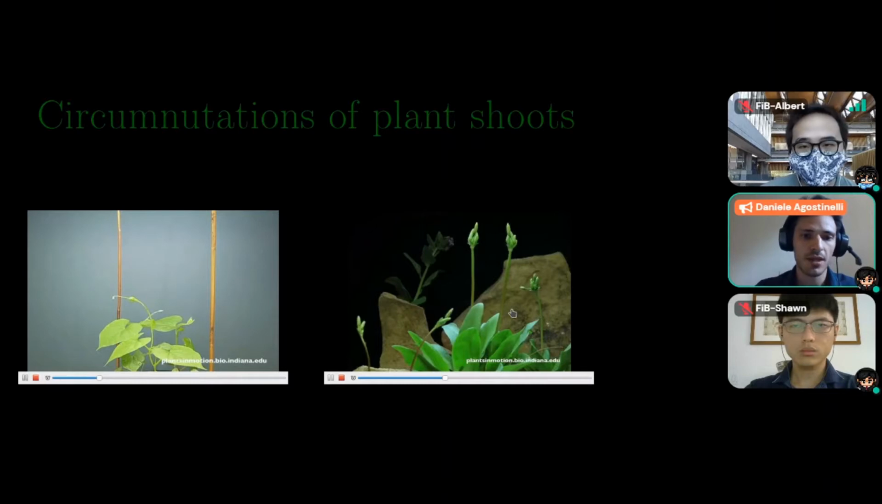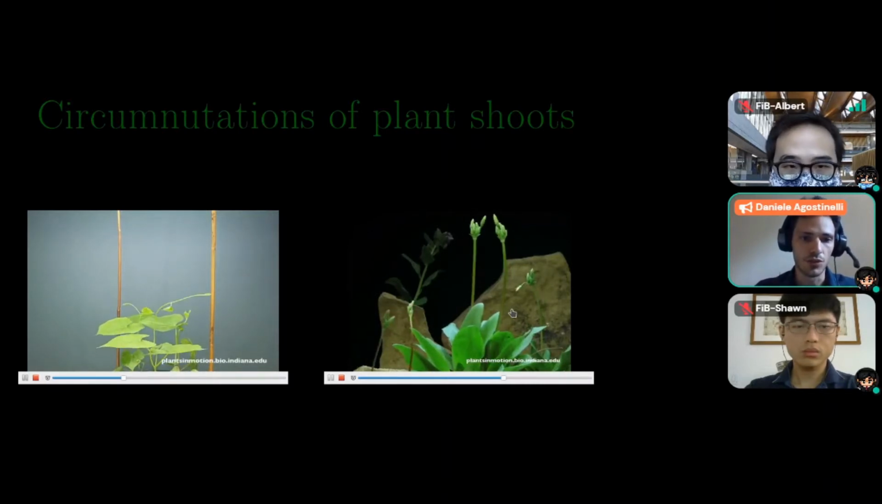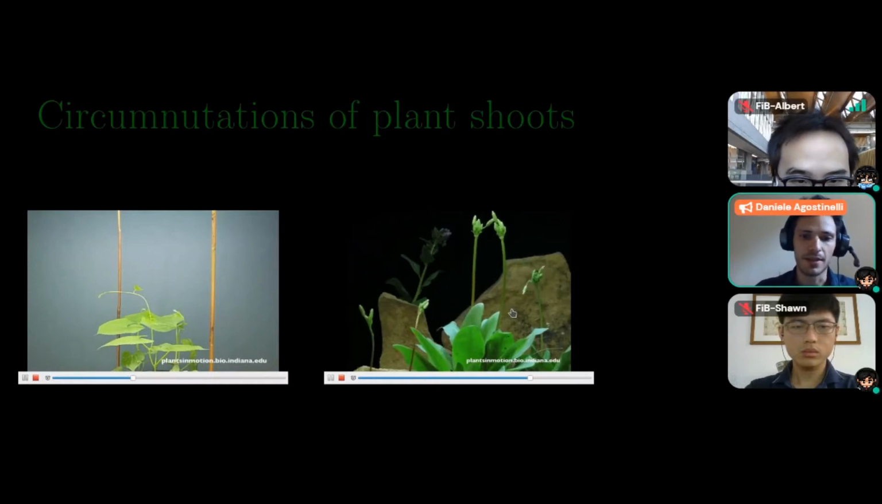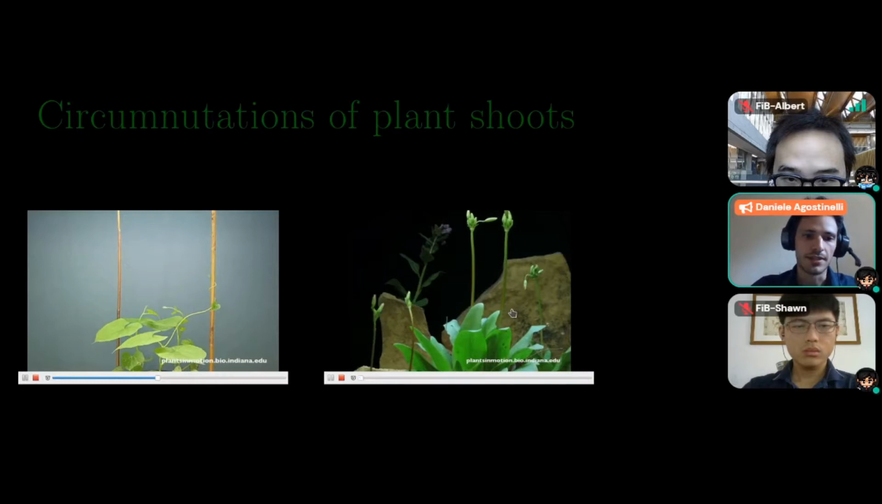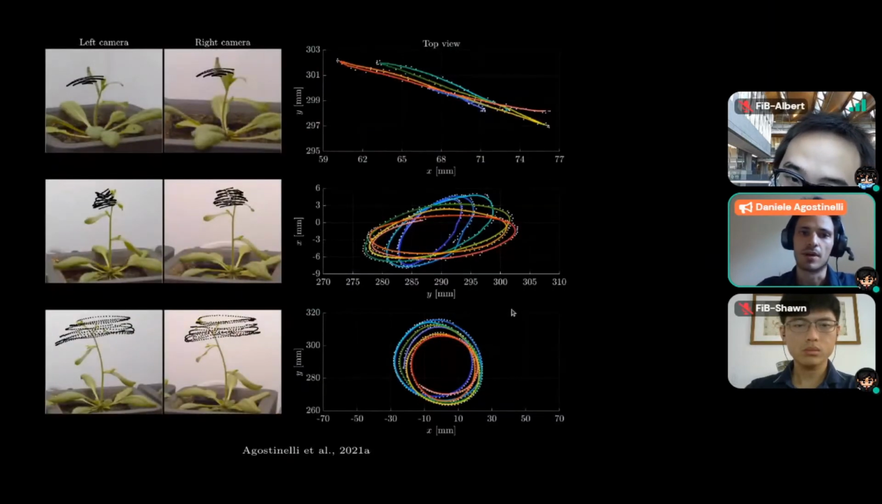In these videos, you can see some examples of circumnutating plant shoots. They exhibit these three-dimensional trajectories, and if you project these trajectories on the horizontal plane, you will get some pendular, elliptical, or circular patterns.